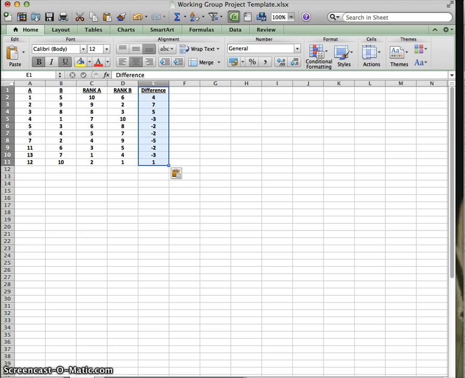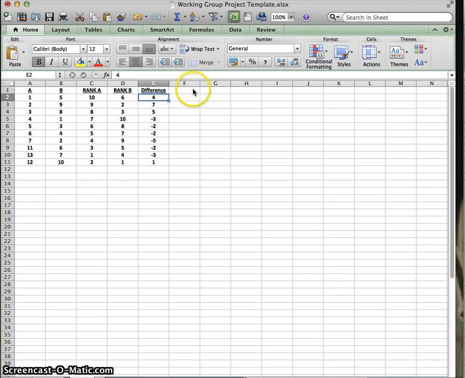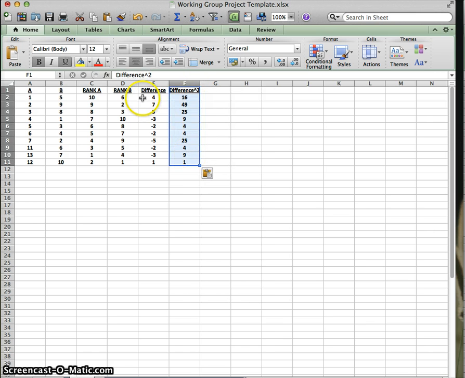Now the next step in the test is the difference squared. We need to square each of these differences in order. I have it prepared, so I'm going to copy it and paste it right over here. Obviously 4 squared is 16, and so on.